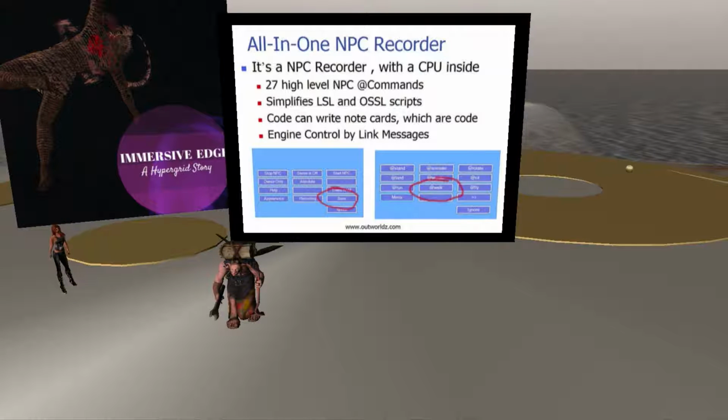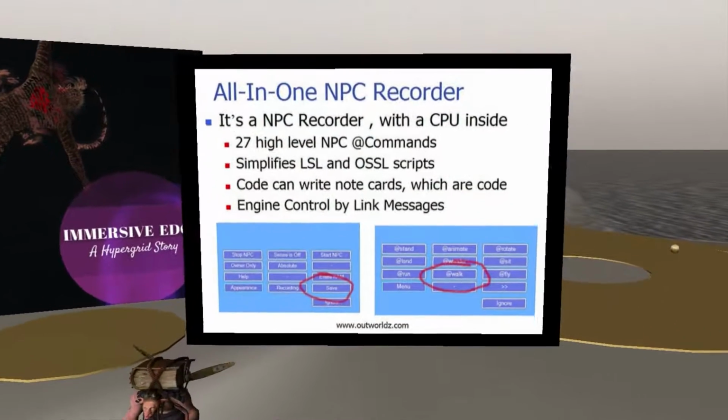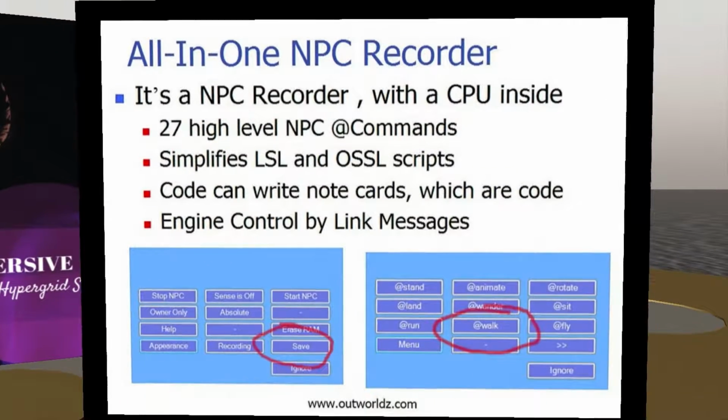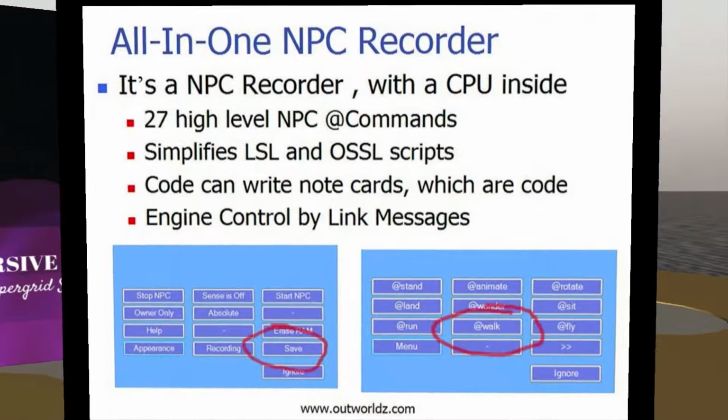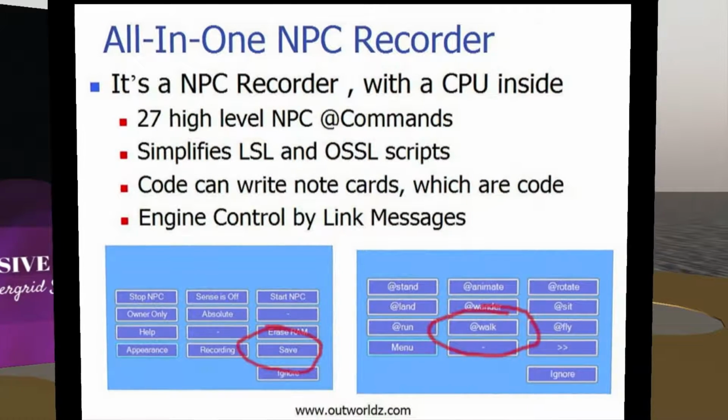So let's talk about the all-in-one NPC recorder a little bit. What it is, is an engine, a runtime engine. It actually has a computer inside of it, a computer within a computer, and it extends the LSL language beyond the geekiness that people are used to. There's some 27 now high-level commands. They're at commands. So all you need to make it work is one script, a walk animation, and a stand animation. And that's going to get you a working NPC.